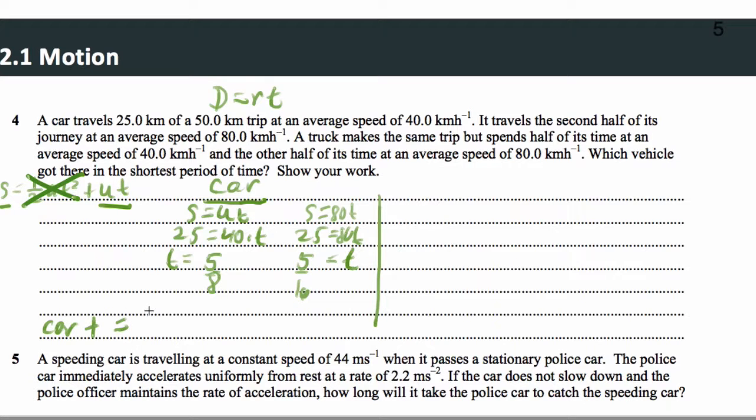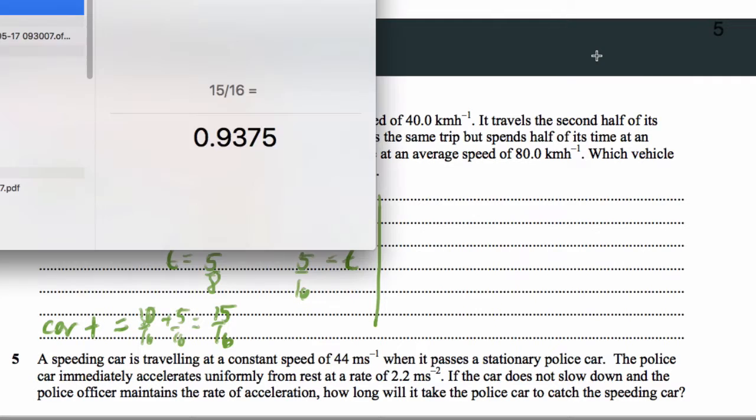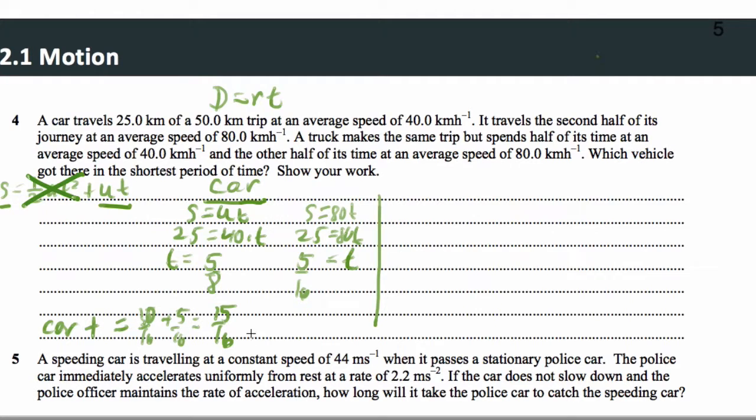It is going to be 5/8. Actually, I'm going to say 10/16 plus 5/16, which is 15/16 of an hour. It's a strange fraction. And that's going to give us about 0.938 hours out to 3 sig figs.